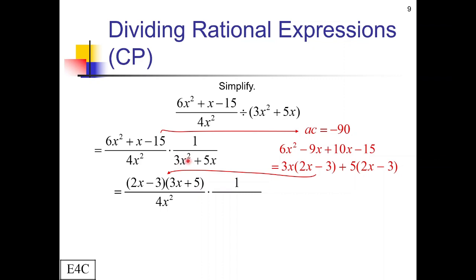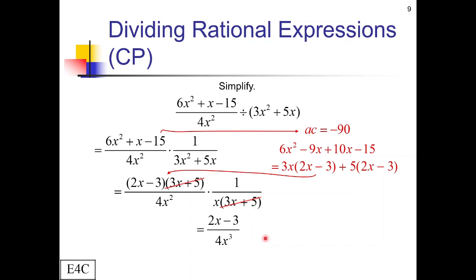For 3x squared plus 5x, all I can think to do there is take out an x, and that leaves us with 3x plus 5, which it turns out is actually going to be enough, because I can cancel out these 3x plus 5's. So when the dust settles, I end up with 2x minus 3 in the numerator, and in the denominator we have 4x squared times x, which is 4x cubed.